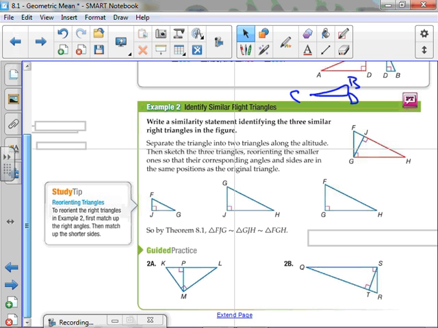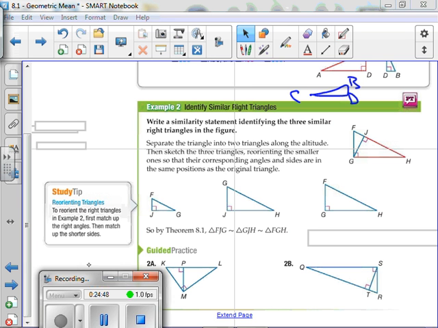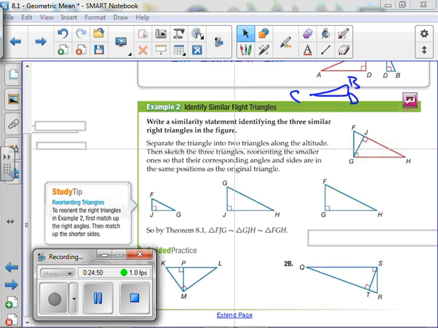Our job is to flip them so that they're all facing the same way for number 2A and 2B. Once you flip 2A and 2B so that all three triangles are facing the same way, it's very easy to write a similarity statement, and that is our job right now.